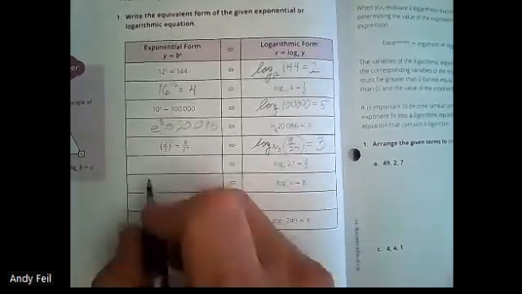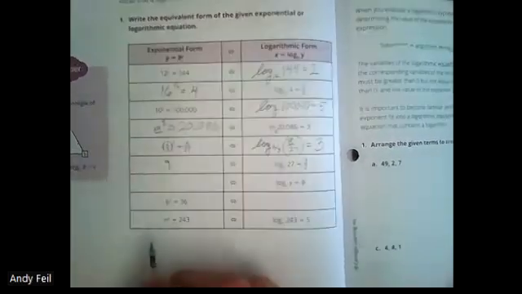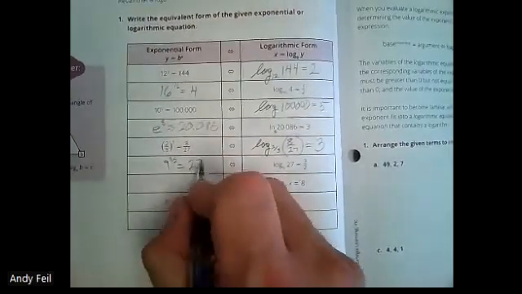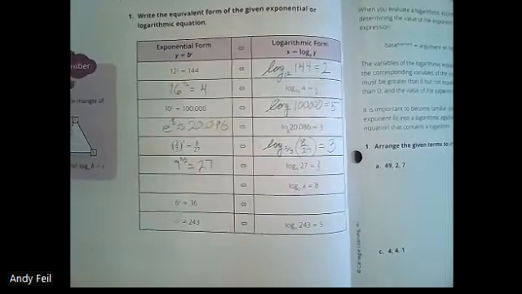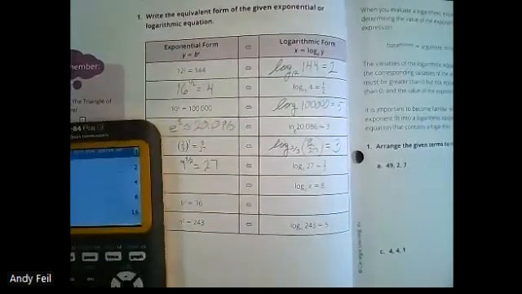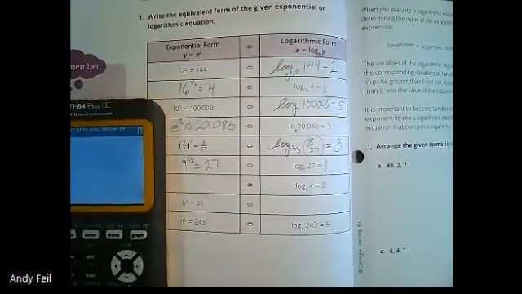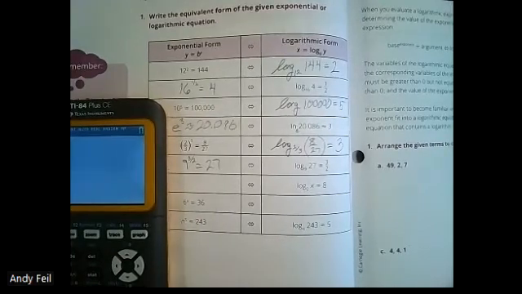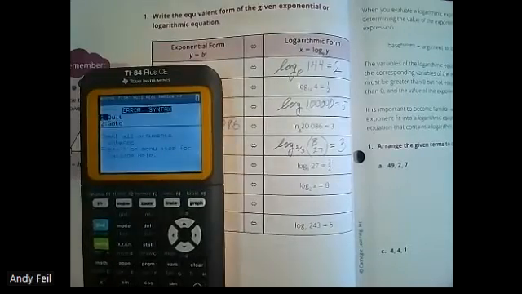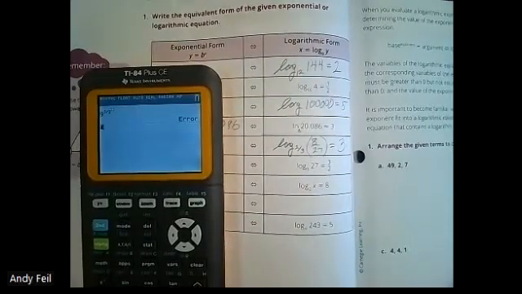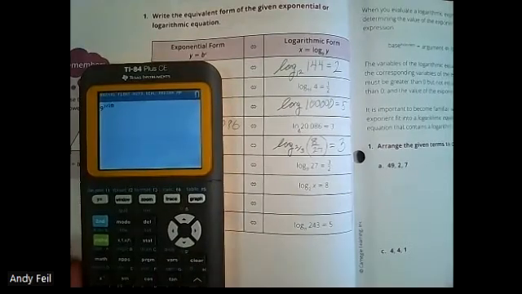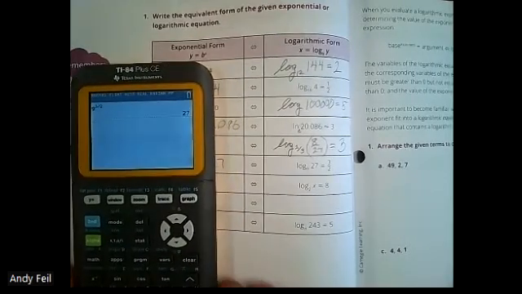How about this one? 9 to the 3/2 equals 27. And you could even check it on your calculator if you were like, boy, I don't know if that looks right or not. You could always check 9 raised to the 3/2. Let me get rid of that. 9 raised to the 3/2. There we go. 27. That's right.